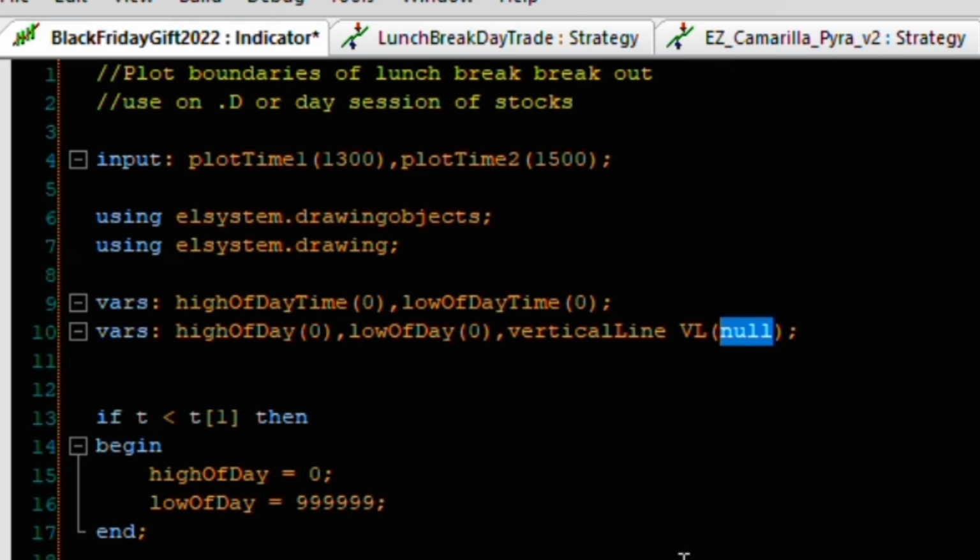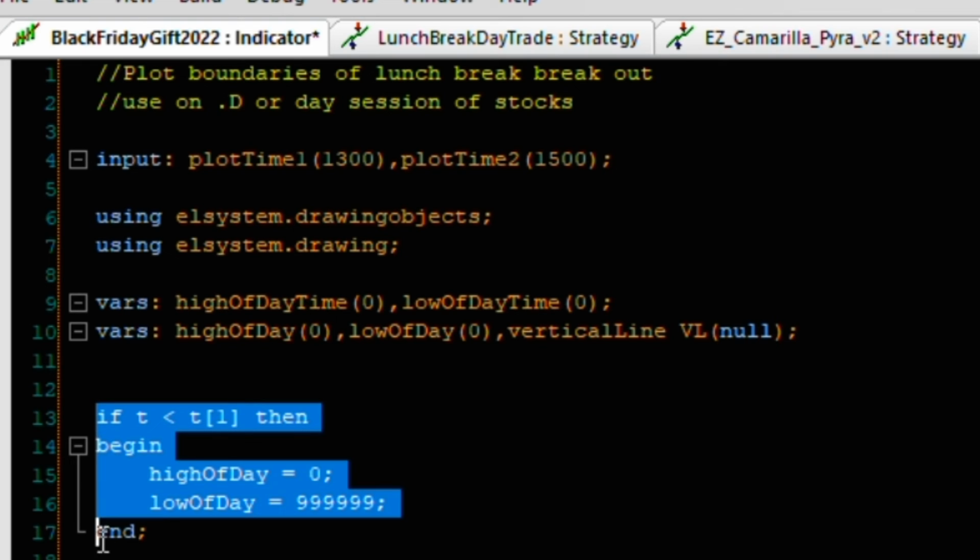Okay, don't worry about it. You don't need to understand what an object is at this point in this code. But that's how you assign a vertical line, VL, to set it up. You got to initialize it as null. Null is empty. It's an empty set. There's nothing there. No address. Nothing.